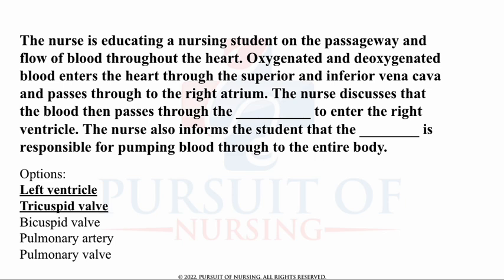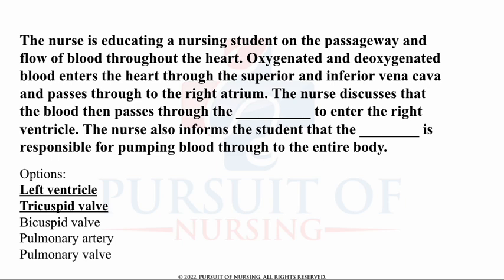All right, so this goes back to just knowing the flow of the blood throughout the heart. So when the blood enters the heart through the superior and inferior vena cava, it's going to come into the right atrium, and then it's going to pass through the tricuspid valve to enter the right ventricle. So remember, you always try before you buy. So that blood is going to pass through the tricuspid valve before it passes through the bicuspid valve on the other side of the heart.